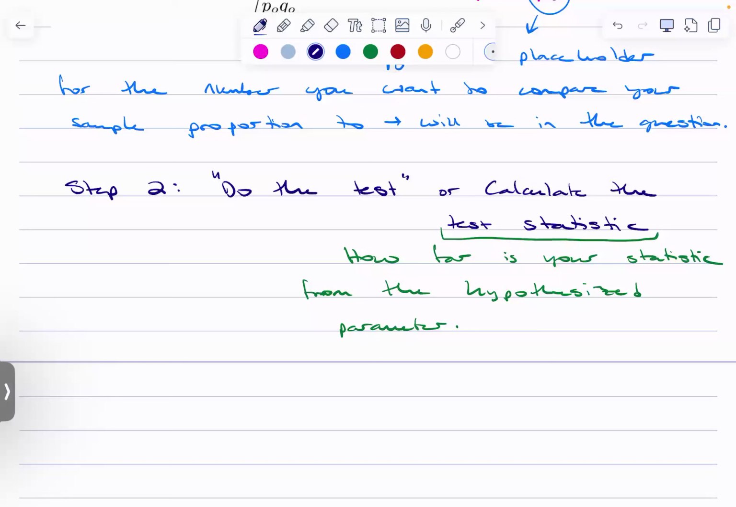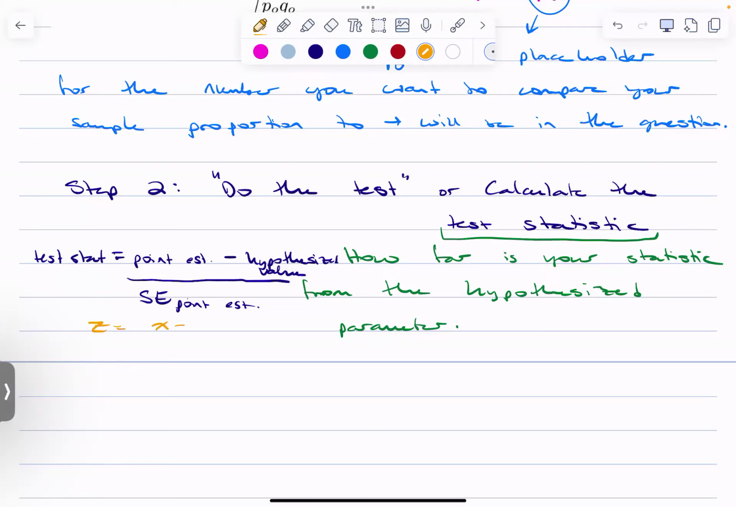In general, your test statistic is always going to have the form: your point estimate minus your hypothesized value, divided by the standard error of the point estimate. We've seen that before. We've seen Z is X minus mu over sigma. How far is X from mu if the spread is sigma?